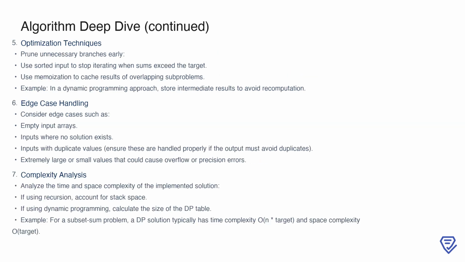Optimization is critical to ensure the algorithm performs well. Pruning unnecessary branches early can make a big difference. For instance, with a sorted input, you can skip iterations once the sum exceeds the target. Memoization is another powerful technique, allowing you to store and reuse results of overlapping subproblems, which is especially useful in dynamic programming. For example, in a subset sum problem, memoization prevents the recomputation of intermediate results.